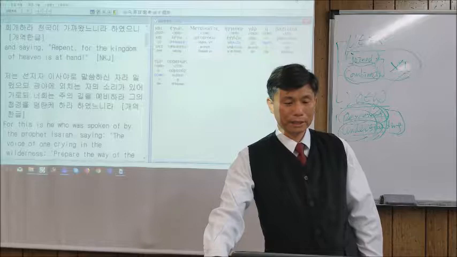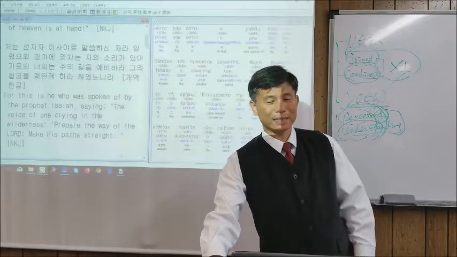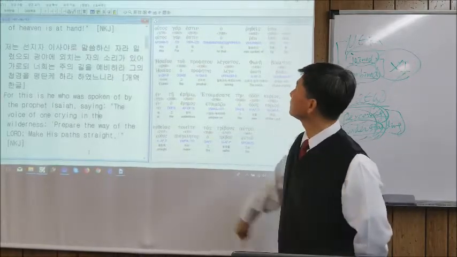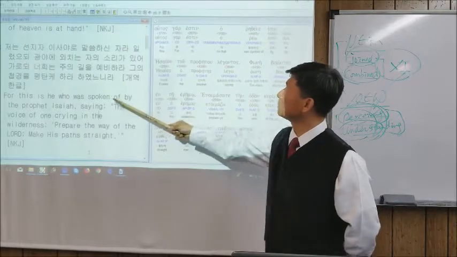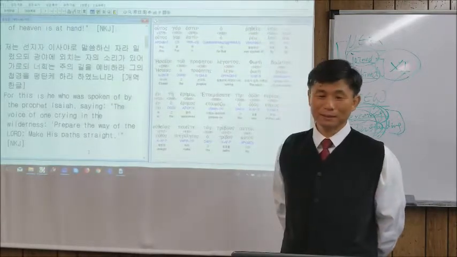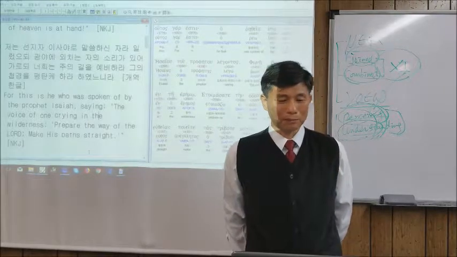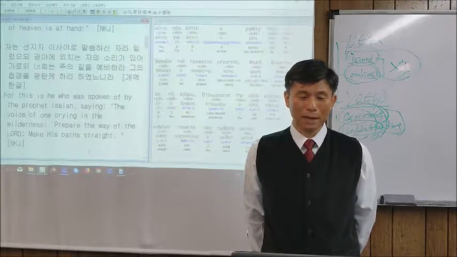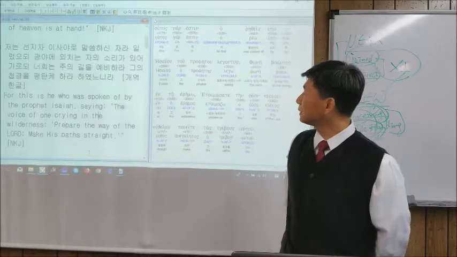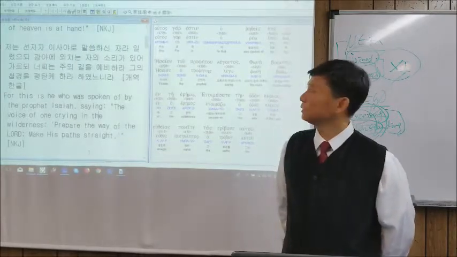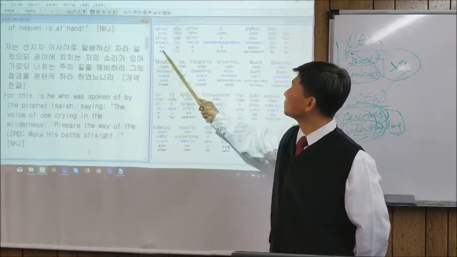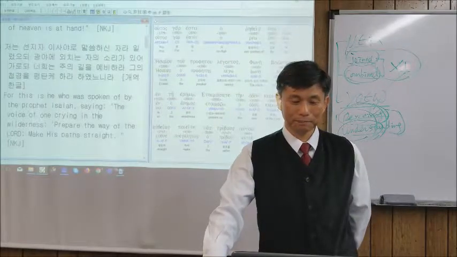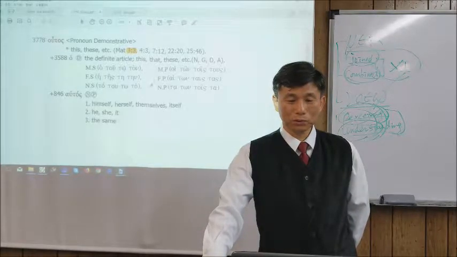And then verse 3, for this is he, so then today's word, right? Οὗτος. So this means masculine singular, so this means who? The John the Baptist, right? John the Baptist, who was spoken of by the prophet Isaiah, saying, the voice of one crying in the wilderness, prepare the way of the Lord, make his path straight. So that's the role of John the Baptist, right? So οὗτος. Οὗτος means this, which here in this sentence called John the Baptist, right? And go to the 4:3.